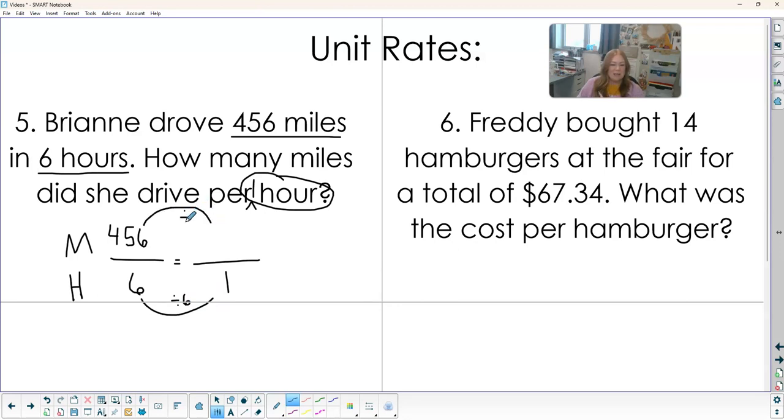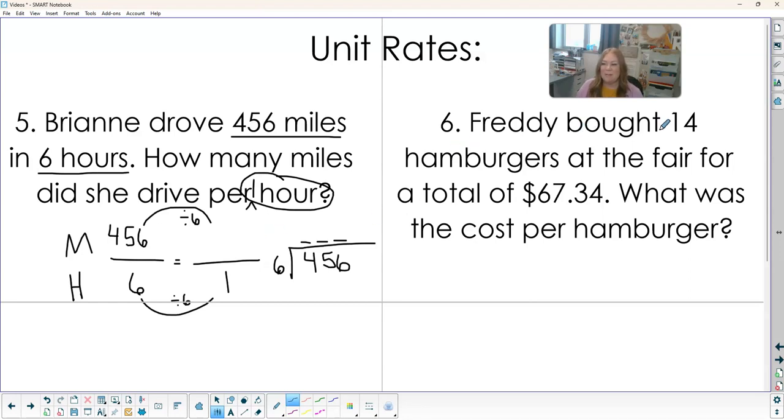So I do the same thing up here. I divide by 6. So you're going to do 456, and you're going to divide that by 6. So you should have 3 things up here. So 456 divided by 6 will be your answer. So go ahead and figure that out.